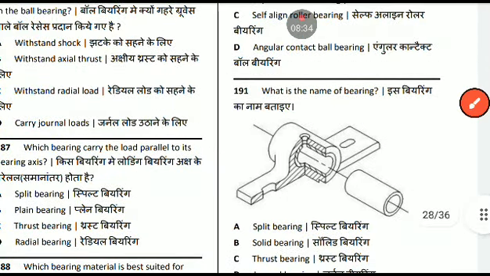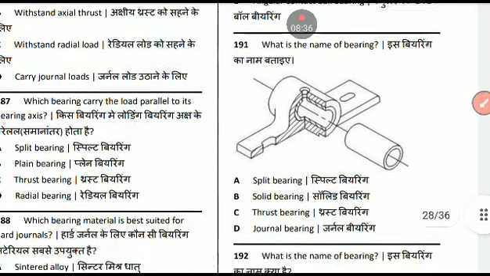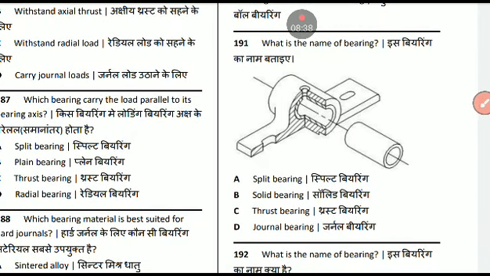What is the name of bearing? Option A, split bearing. Option B, solid bearing. Option C, thrust bearing. Option D, journal bearing. Option B, solid bearing.